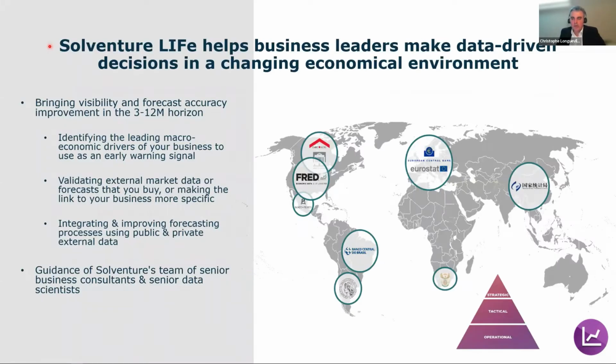Let me summarize quickly what the Solventure Life service is all about. It all starts with a very big, substantial database of approximately 10 million indicators, that we source from different public databases, such as the Fed in North America, but also data coming from public sources in Canada, South America, Africa, but also from the National Bureau of Statistics in China, and of course elements coming from the European Central Bank and from Eurostat in Europe.